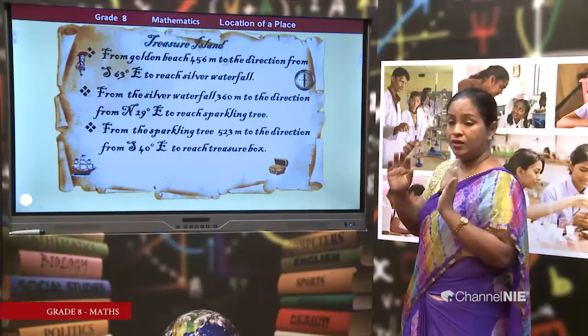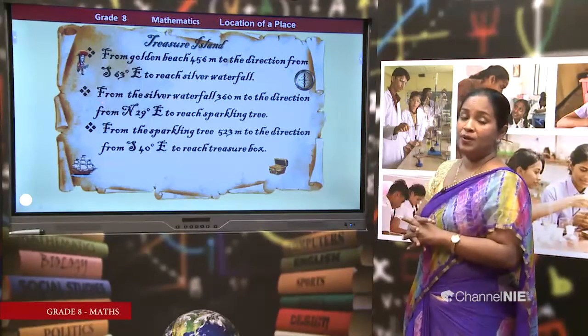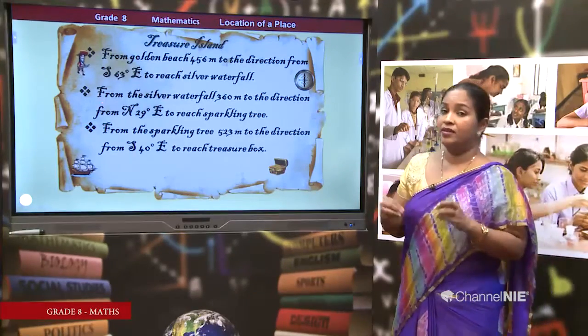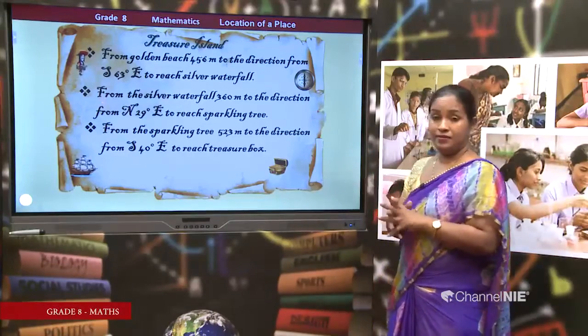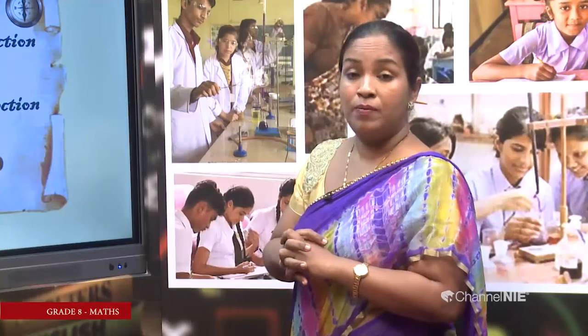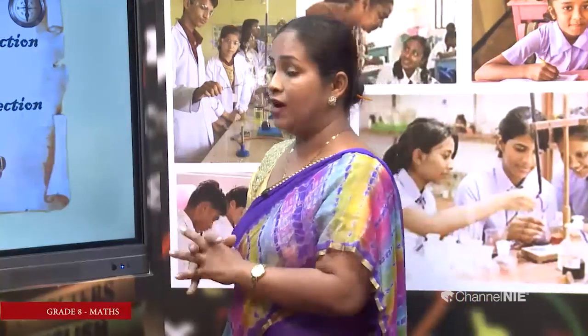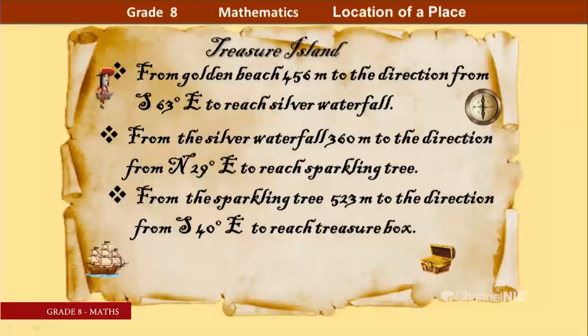So, make sure you follow the steps correctly and the direction should be very accurate. Otherwise, you can't find these things. Okay. So, be sure about the distance that you should walk or travel. Finally, the last step. So, now where are you? Now you are at the sparkling tree.